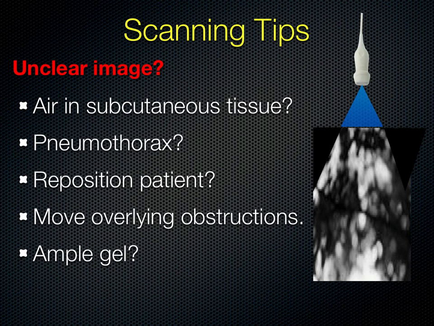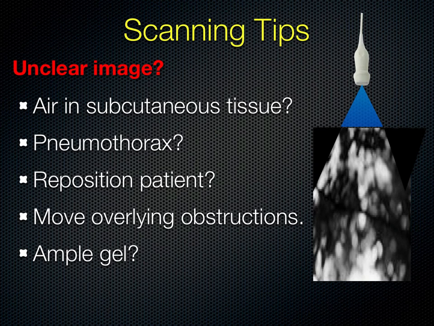If you're not getting a good image initially, you have to ask yourself a few questions, and these are pretty much the same questions you'd ask for any type of ultrasound. Is there air in the way? And air can either be between the probe and the patient when you don't have enough gel, or it can be within the skin, or it can be within the structure itself that you're imaging, such as the lung. Is there pneumothorax? Is there a lot of air?